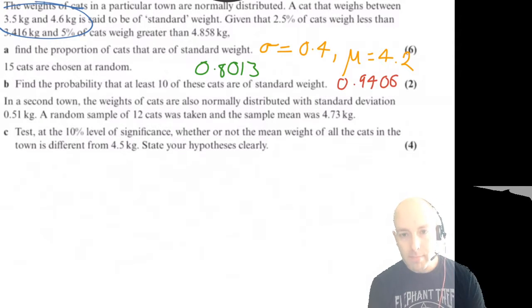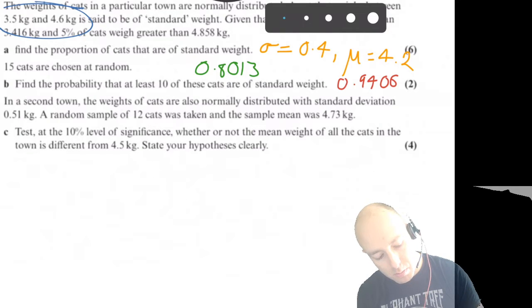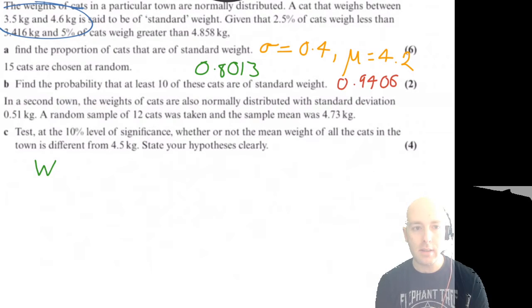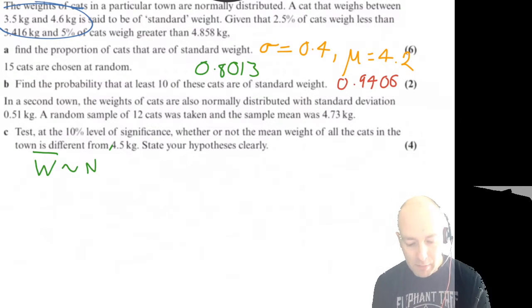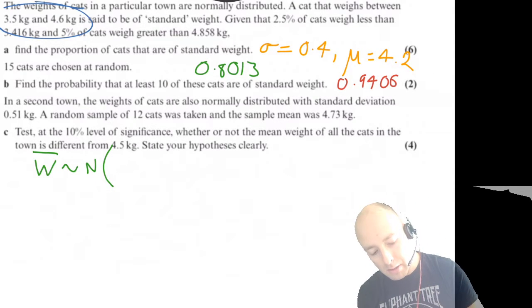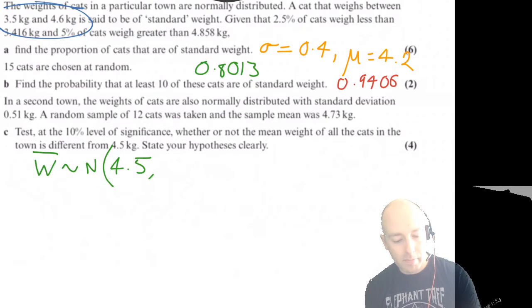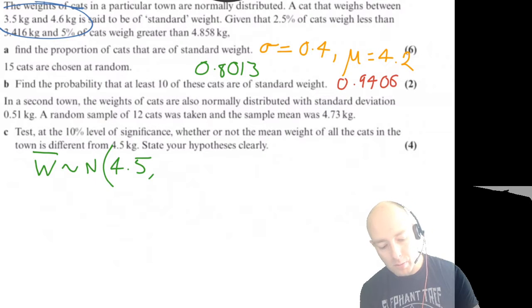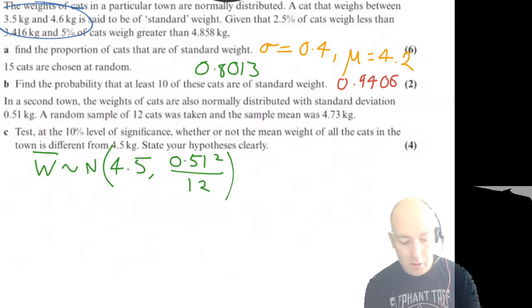So we now have a mean distribution instead of our one from earlier. So our sample means, we'll use weight of cats with a line on it so we can see its mean. It is normally distributed. And we're testing whether the mean is different from 4.5. So that's going to be our mean. Remember, our sigma squared is going to be the standard deviation 0.51. Remember, it needs to be squared because this is the variance, and then we're dividing it by the sample size, 12. So that's my distribution.